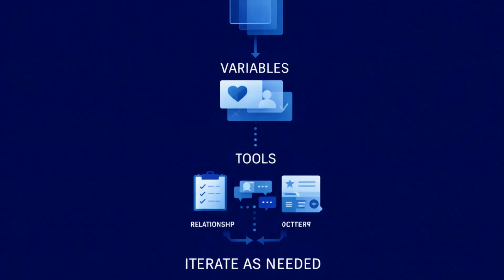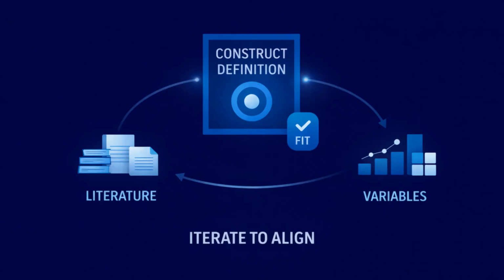Going from constructs to variables is not a one-time step. It is iterative. As you read more literature, refine your problem, or draft research questions, you may need to revisit which definition of the construct you are using, and whether the variables still fit that definition. That back and forth is not a flaw. It is part of building a study that is conceptually sound and methodologically aligned.